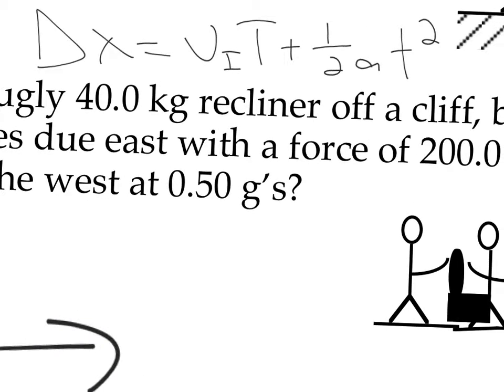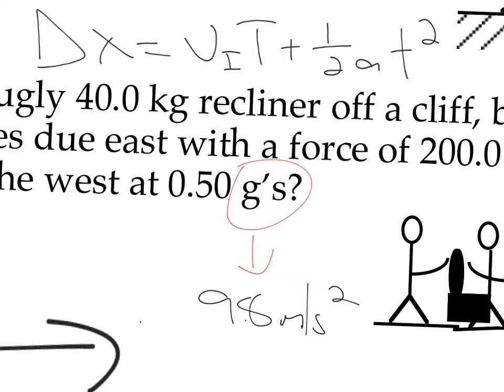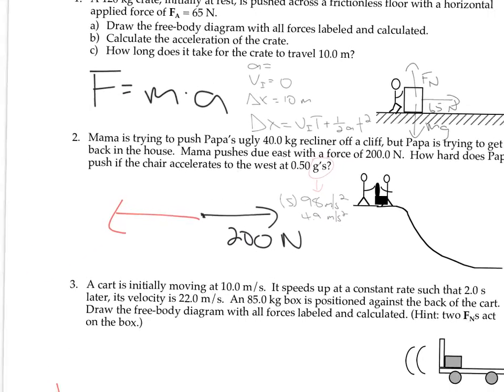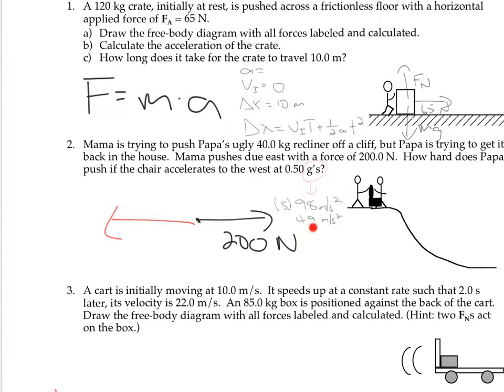Well, if the kids ask, what's a g? Well, you can say, great question. A g is 9.8 meters per second squared. So 0.5 times that is 4.9, and that's what 0.5 of a g is. You don't do times 10. That's why people get messed up. So this now is our acceleration.